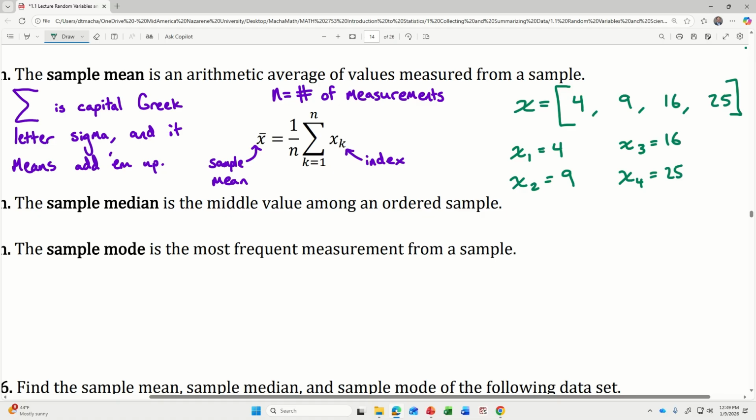If I've got a continuous random variable, there's not going to be a sample mode, because if you're dealing with real number measurements, you're never going to get exactly the same measurement twice. But if I've got a discrete random variable, then we could have a sample mode, because you could get the same outcome twice.